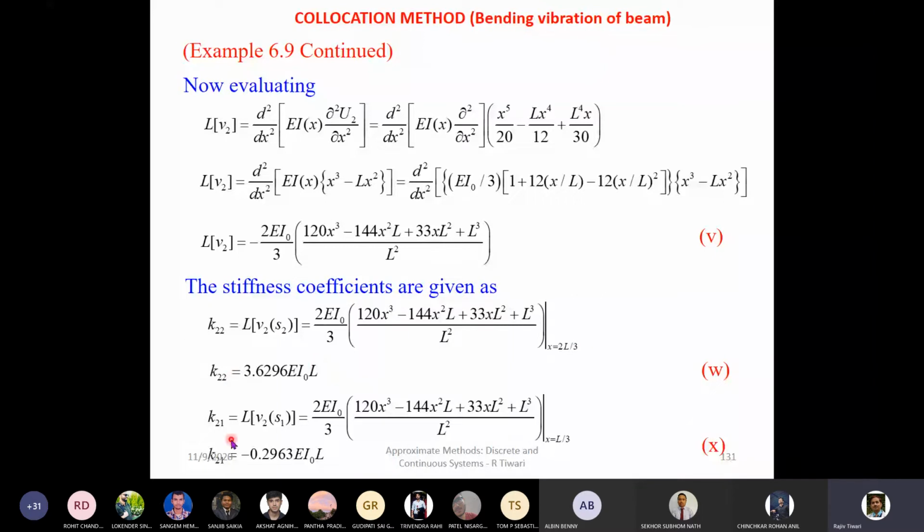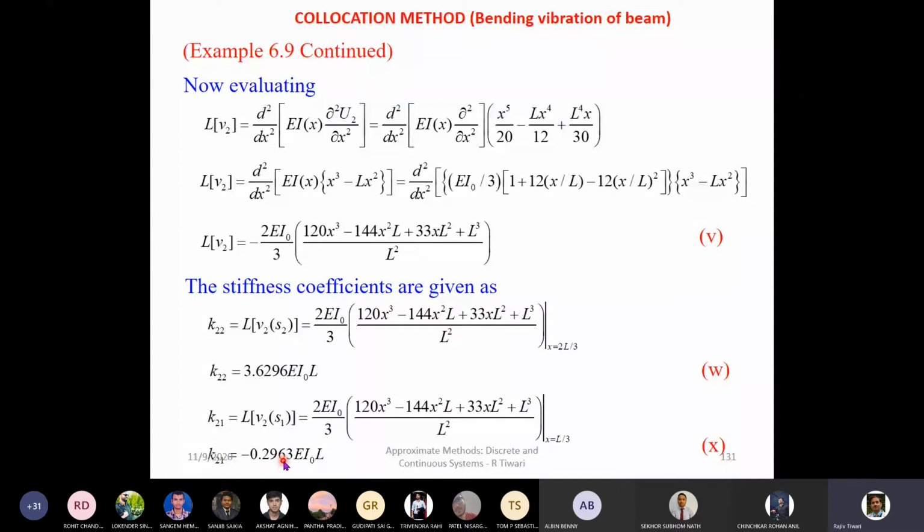Here, as I mentioned, K21 and K12 will not be the same. So we need to calculate the K21 also. So L operated on V2, but location is S1, which is L by 3. So K21 is this. So here we need to calculate both K12 and K21 because they are not symmetric.